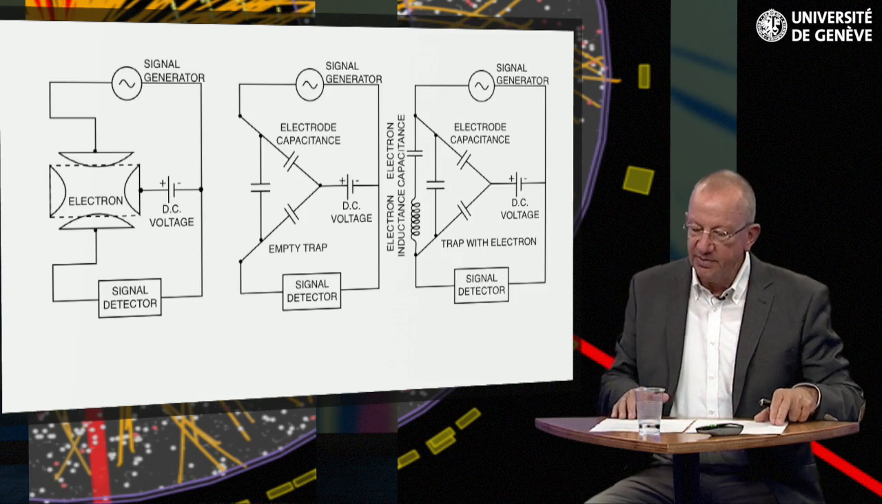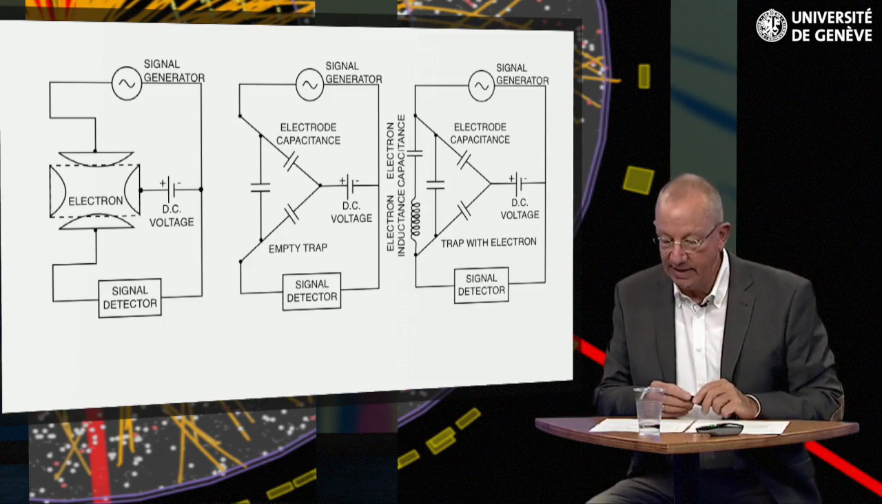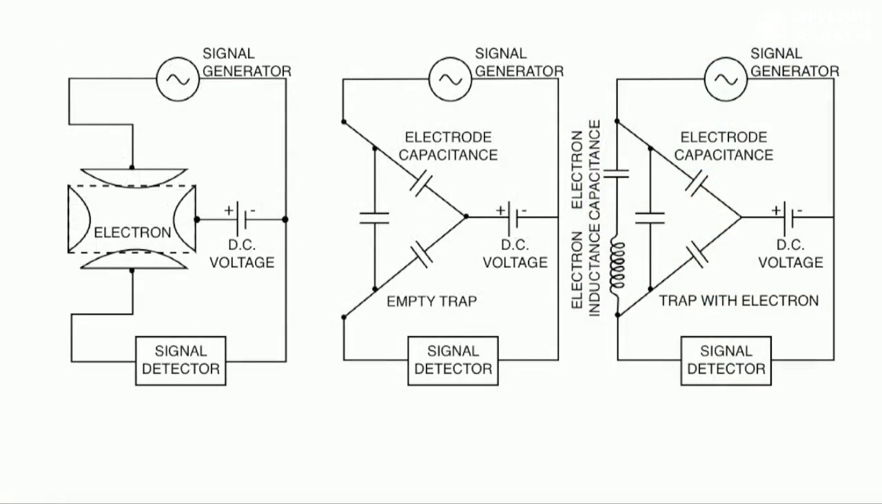The principle of the measurement is shown here by its electrical analog. In an empty trap, the three electrodes form a capacitance network that transmits the AC signal generated on top to the detector on the bottom. The trapped electron introduces an additional capacitance and inductance in this circuit. The amplitude of the transmitted signal as a function of frequency thus indicates the number of electrons in the device and the frequency shift delta omega, which determines the deviation of g from 2.